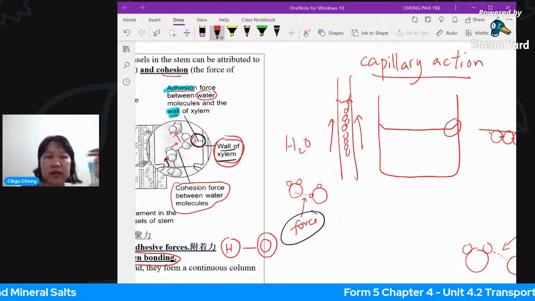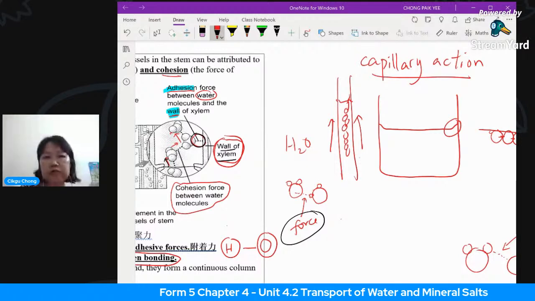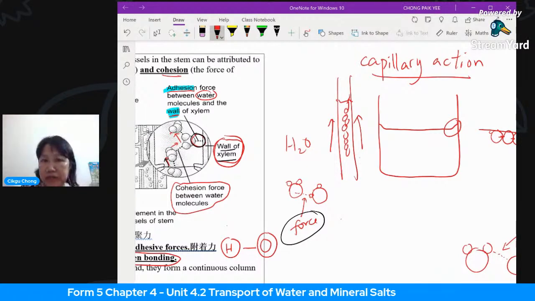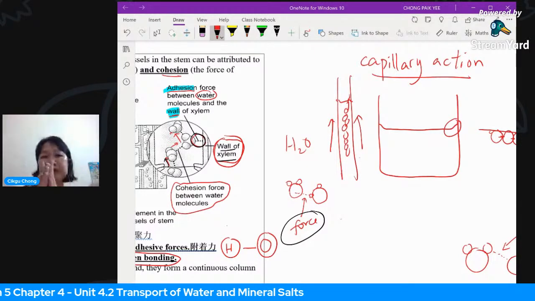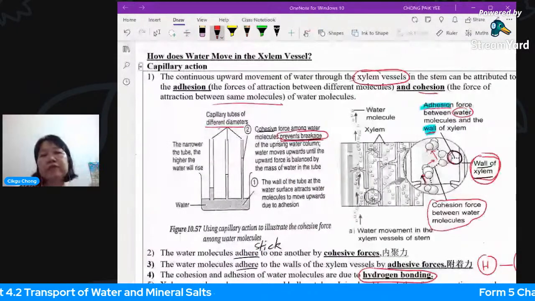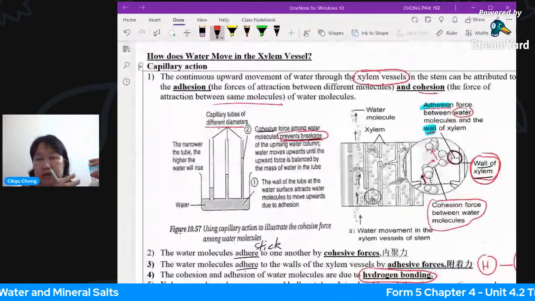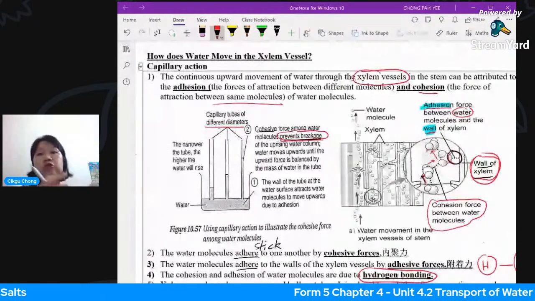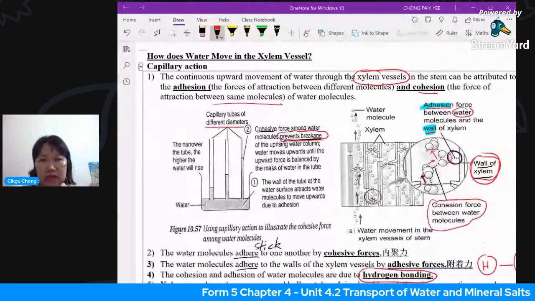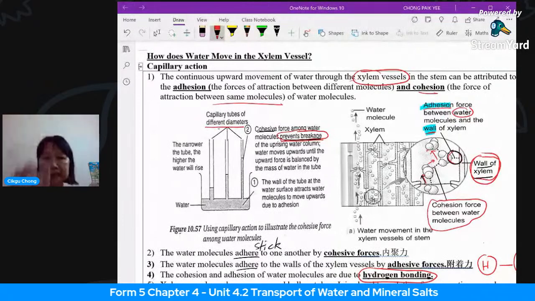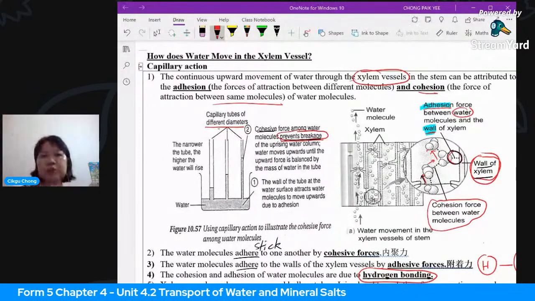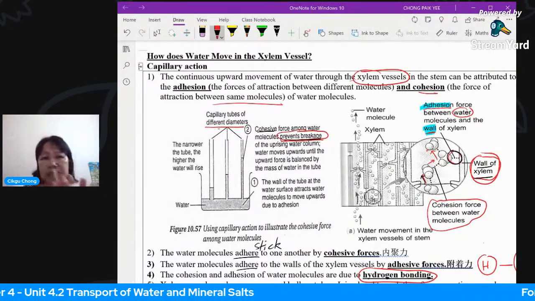Let's look at the words here. The continuous upward movement of water through the xylem. This is movement through xylem, so when you talk about movement in the xylem, it might be capillary action. Just now, the movement from the soil into the root is called root pressure. When you talk about going up in the stem, in the xylem, you must talk about the second one. This is called capillary action.